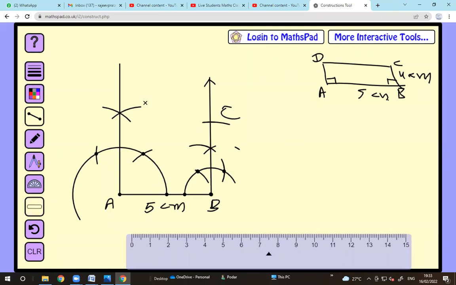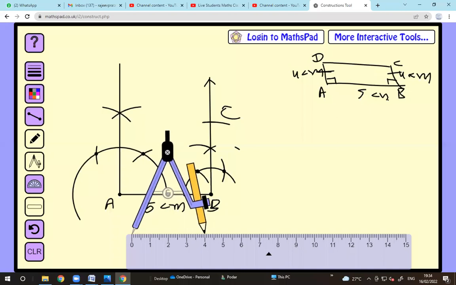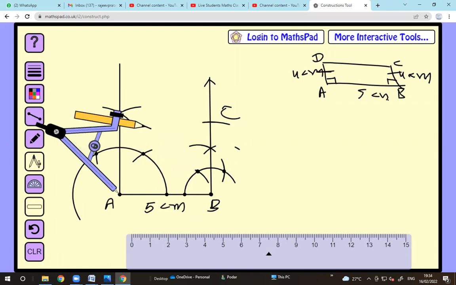Now the point D. This is 4 centimeter, so this will also be 4 centimeter, right? Is it okay? So then simply taking an arc of what? 4 centimeter, from the point A, take an arc of 4 centimeter. Did you get it? Did it join?